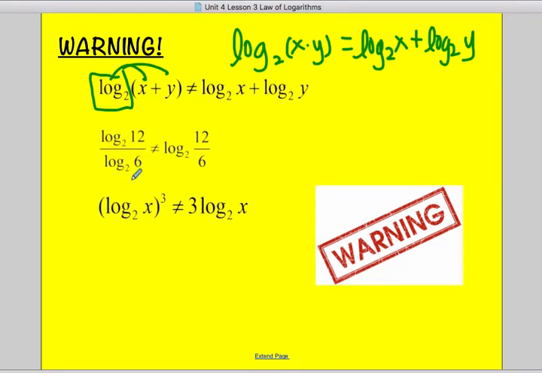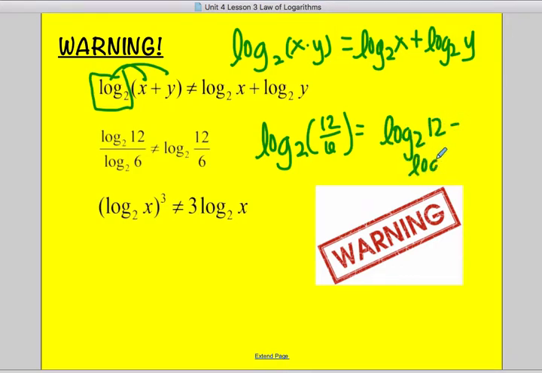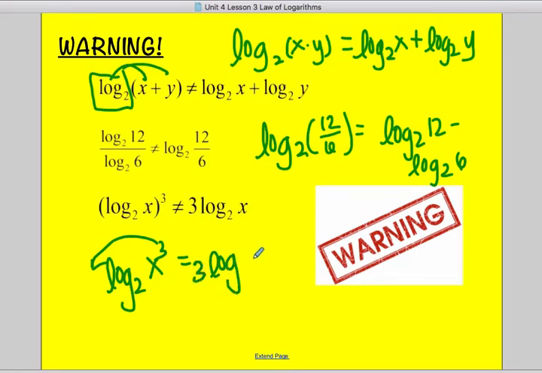Division, people think they can break it apart again. This is not true. Log base 2 of 12 divided by 6 can be rewritten as log base 2 of 12 minus log base 2 of 6. Those are the same. This is not true. And then the last one, this is saying the whole log is being taken to the third power. It has to be just the x, and that would then equal 3 log base 2 of x. If the whole thing is to the power, you cannot rewrite it. So these are common mistakes. You're going to have to make sure you get these rules down in your head.